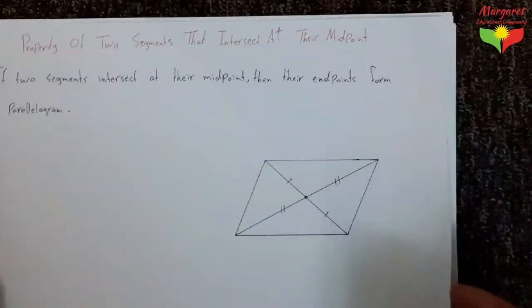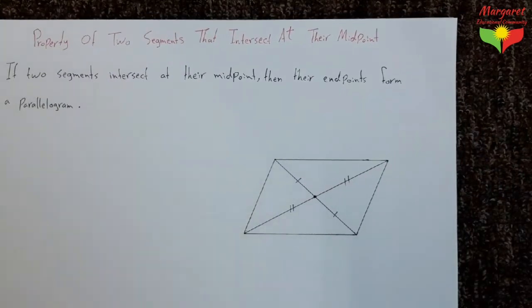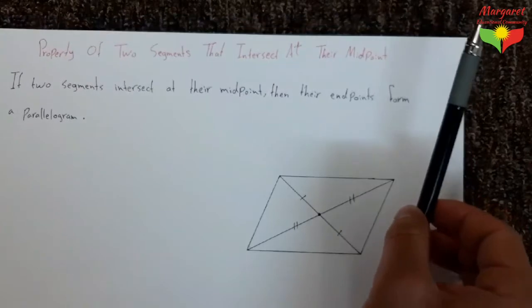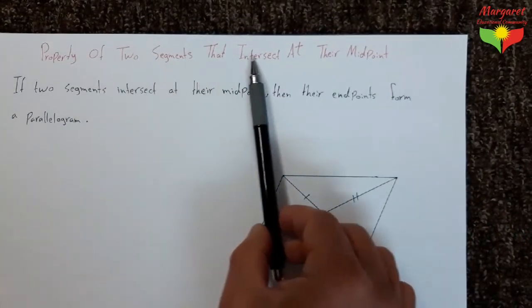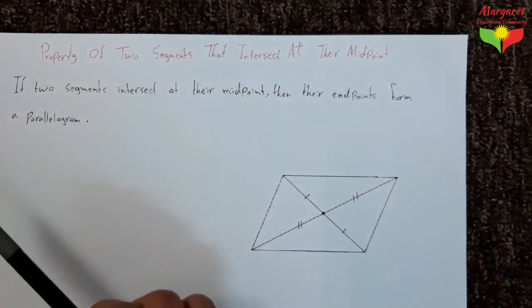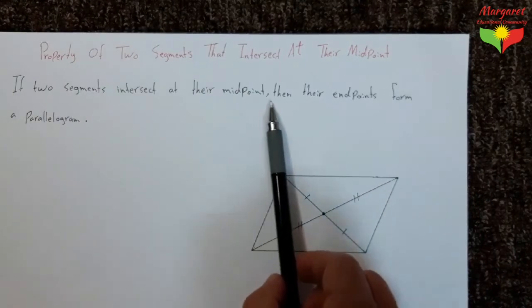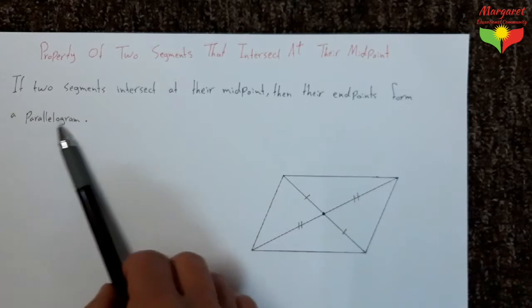After that, we have the property of two segments that intersect at their midpoint. If two segments intersect at their midpoint, then their endpoints form a parallelogram.